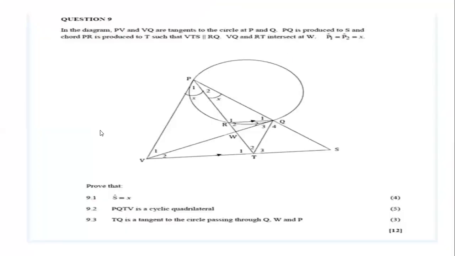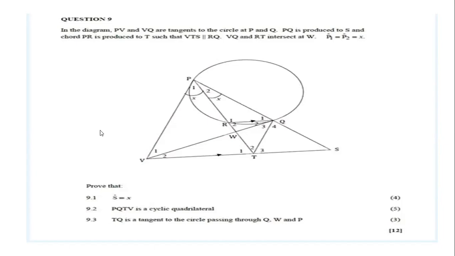As I said to you, this is question 9 from one of the previous question papers, and it says: in a diagram, PV and VQ are tangent to the circle at P and Q, and PQ is produced to S, and the chord PR is produced to T, such that VTS is parallel to RQ, and VQ and RT intersect at W, and angle P1 and angle P2 are equal to X.